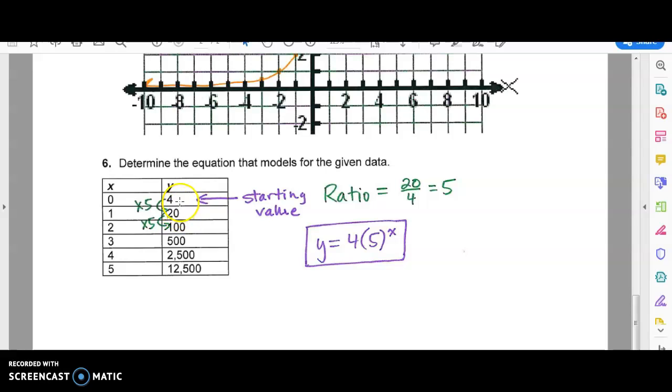20 divided by 4 is 5. Or I could take my third y value, divide it by the second. 100 divided by 20 is 5. 500 divided by 100 is 5. So that's where we get our ratio of 5. So your equation is simply 4 times 5 to the power of x.